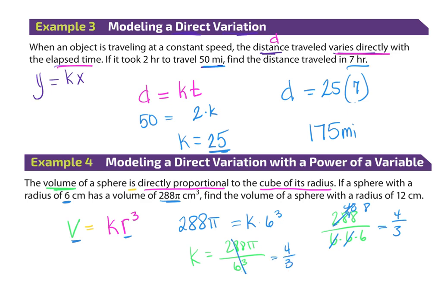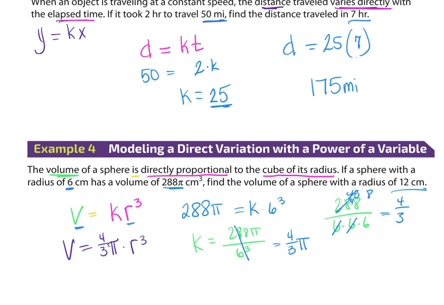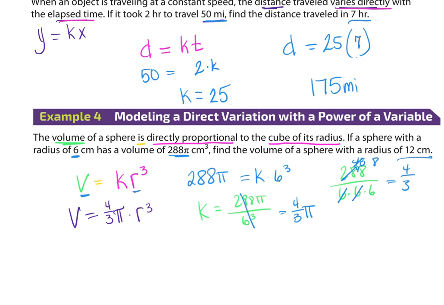So 4/3 pi is my K. 4/3 pi is my K. All right, once I solve for K, they want me to find the volume. Radius is 12. I'm going to go back and plug it in. So I now know my K is 4/3 pi, which hopefully you know this formula. 4/3 pi r cubed is the volume of a sphere. All right, and they want the radius of 12.